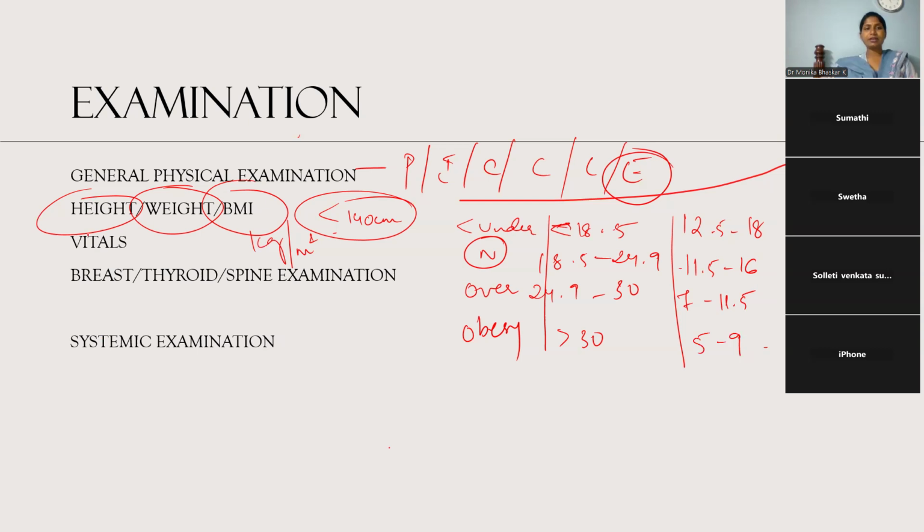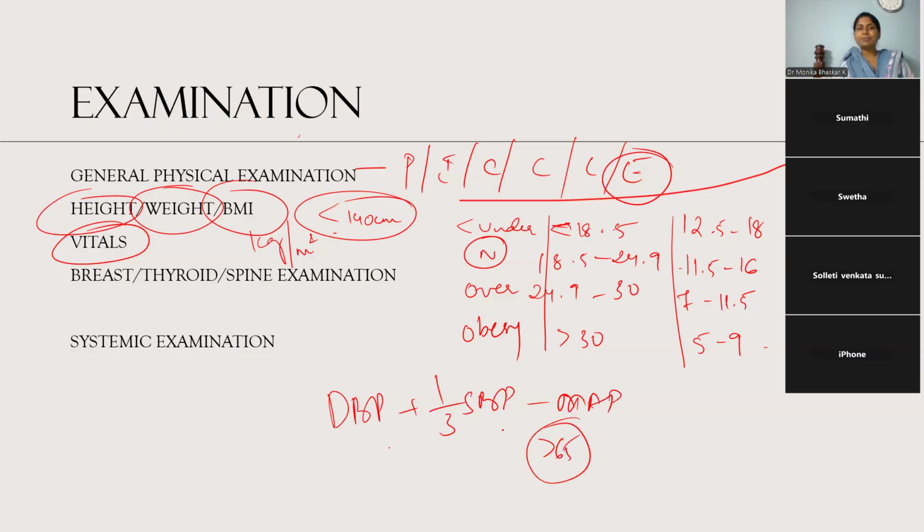And vitals, we have to check pulse and BP. BP should be checked in sitting position with the BP apparatus placed at the level of the heart. The arm should be relaxed and the proper size cuff must be tied. It should be tied 1 centimeter above the cubital fossa. We first do the palpatory method, then the auscultatory method. And sometimes we also have to calculate the mean arterial pressure. So how do we calculate mean arterial pressure? Diastolic blood pressure plus 1/3 of systolic blood pressure is the mean arterial pressure. If it is more than 65, it is abnormal.